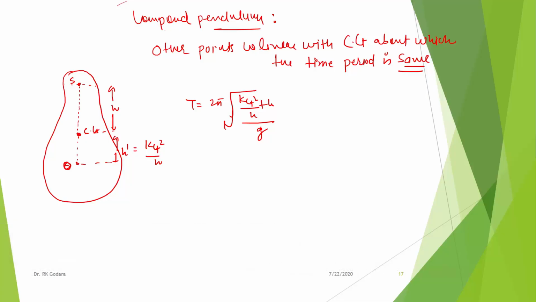Hello everyone, welcome back. In this lecture we'll talk about the compound pendulum and find out the other points that are collinear with the center of gravity about which the time period is the same. We know that about this point, which is the point of suspension, and this is the point of oscillation. We already discussed these points. The time period is given by 2 pi under root (kg square over h plus h over g).